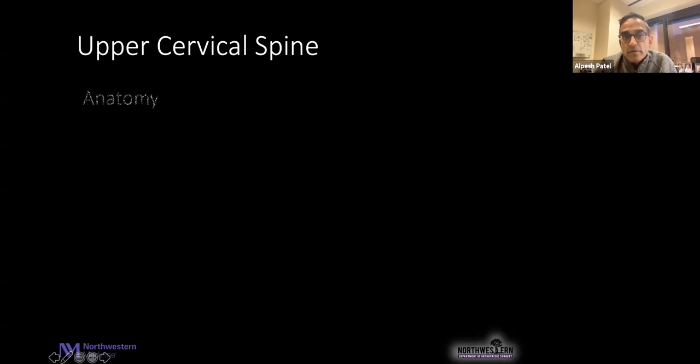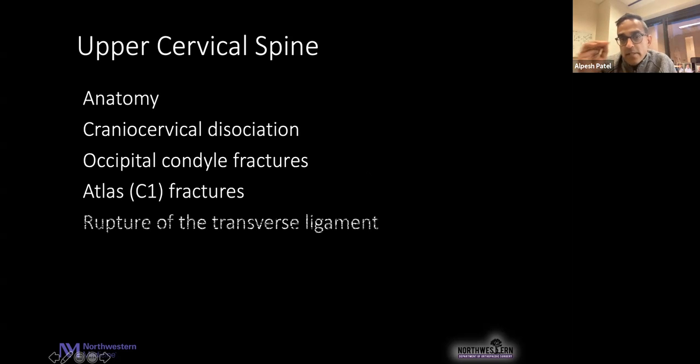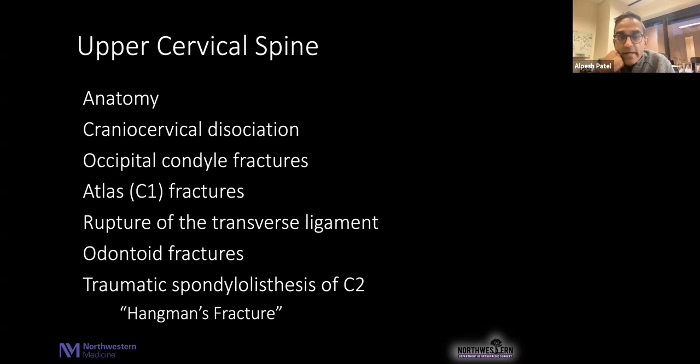So if we think about upper cervical spine, these are the concepts we're going to go through over the course of the next, I'd say, 20 minutes or so before we stop and do some questions or conversations. First is anatomy. We're going to spend a lot of time talking about the anatomy. We're going to go over certain injury patterns: craniocervical dissociation, occipital-condylar fractures, C1 fractures with transverse ligament injuries or without, odontoid fractures, and then traumatic spondylolisthesis.